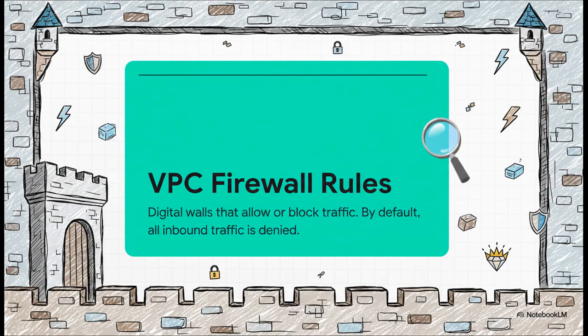Now, here's the best part. By default, every single one of those gates is slammed shut. Nothing, and I mean nothing, gets in unless you specifically create a rule to open a gate and let it in. That default deny approach is an amazing security foundation to start with.